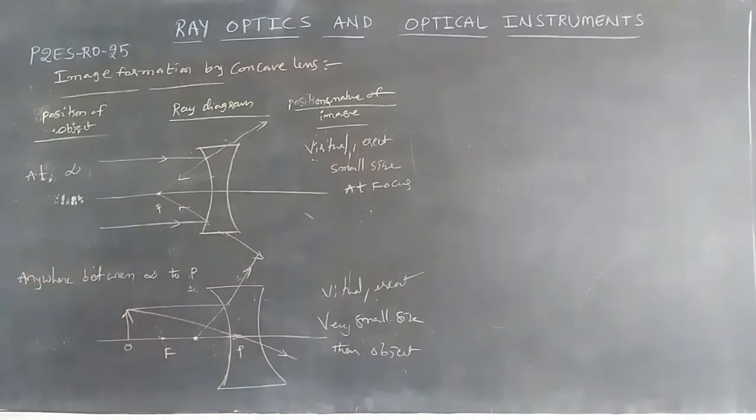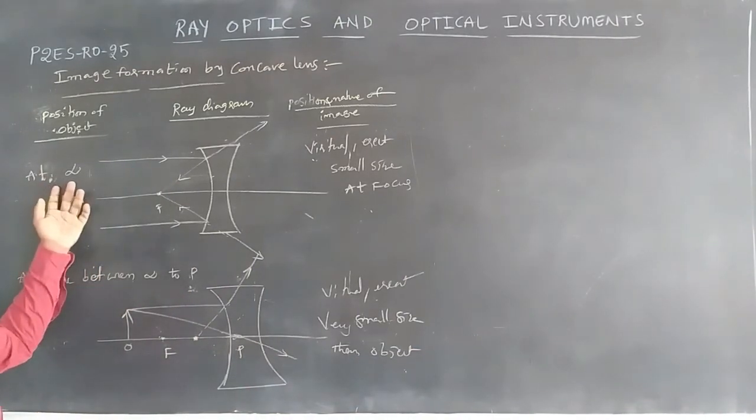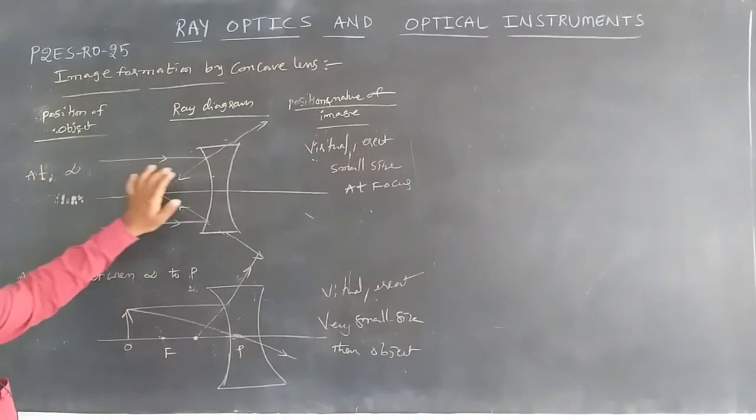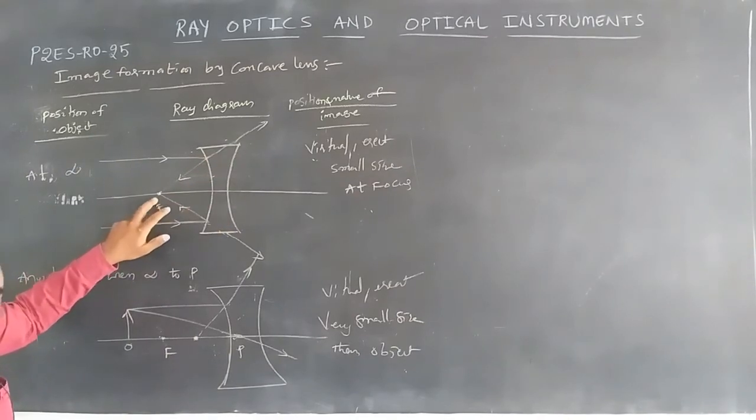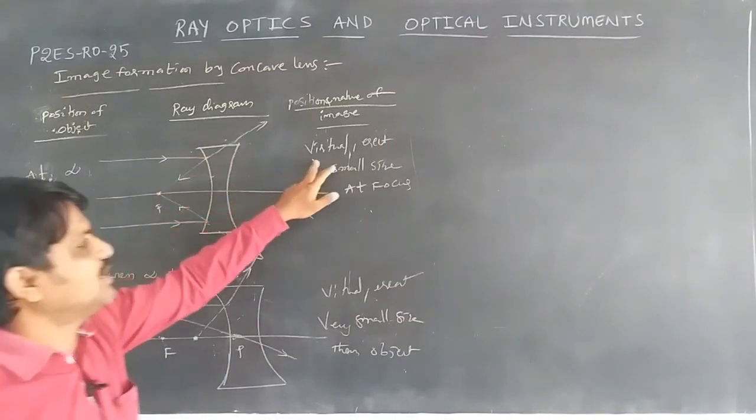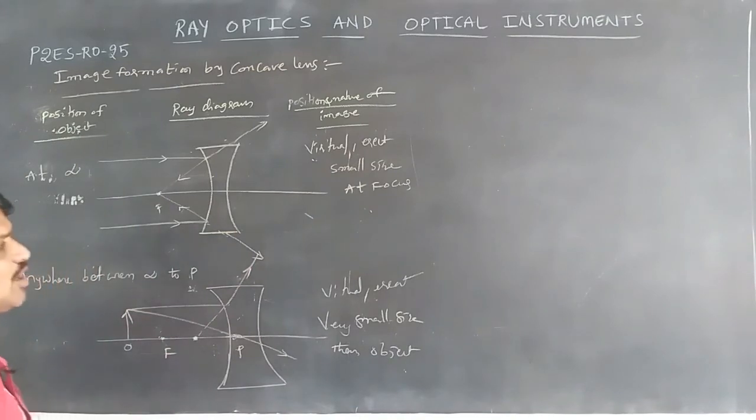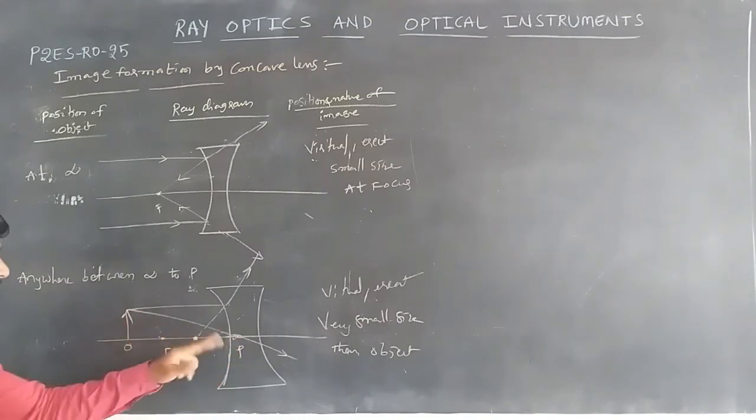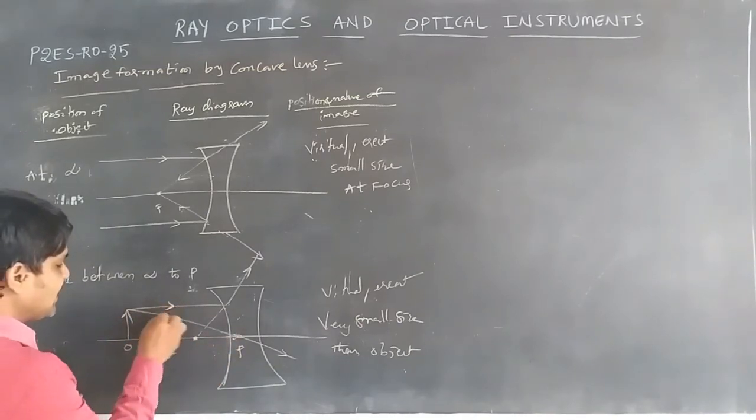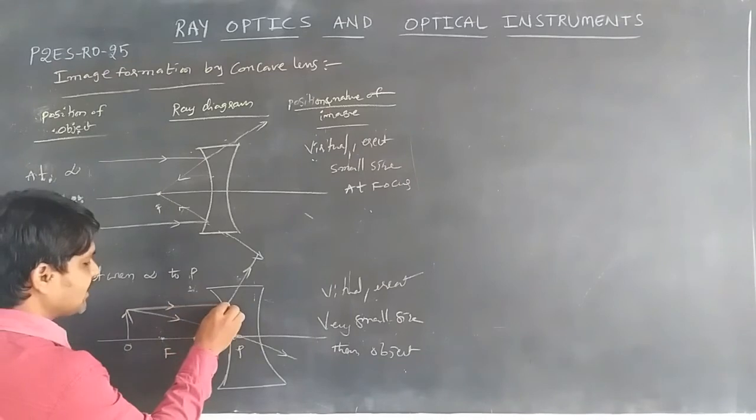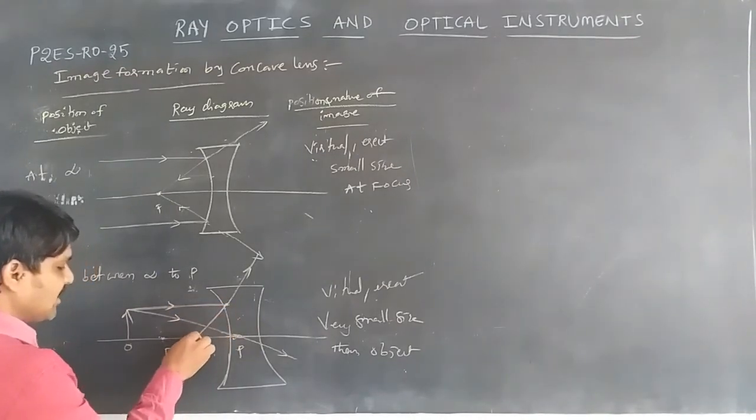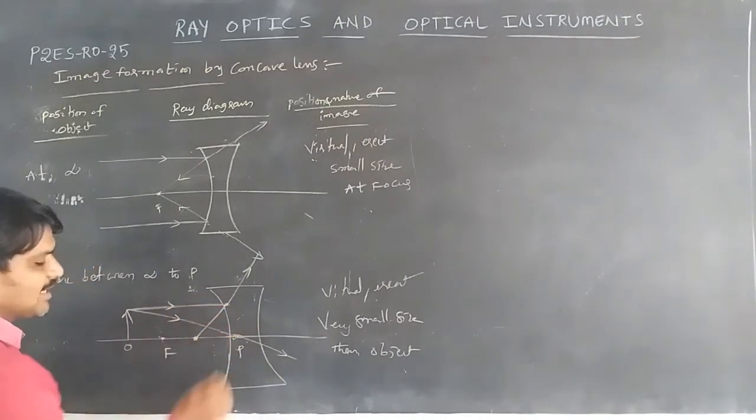When the object is placed at infinity using the concave lens, the image is formed at the focus, virtual and erect, small in size. Whenever the object is placed anywhere between infinity and p, when light is incident through the object, the image will be formed between the focus and pole.